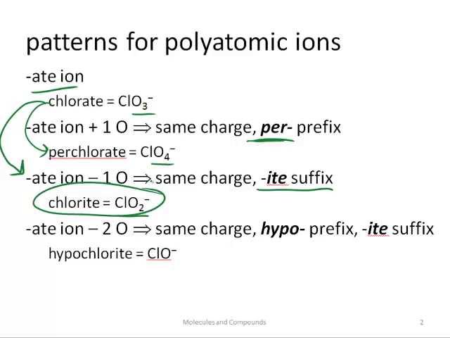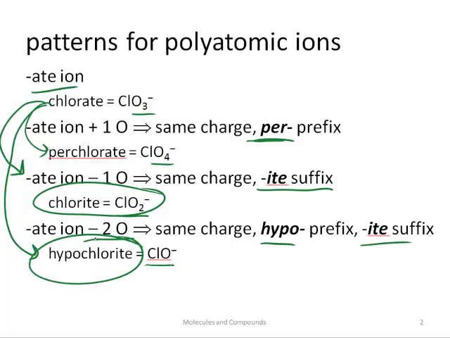And if you remove 2 oxygens from the ATE polyatomic ion, you add a hypo prefix and keep the ITE suffix. So the ClO -1 polyatomic ion is the hypochlorite polyatomic ion.